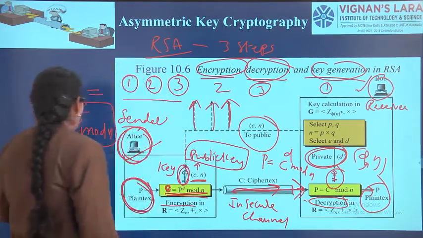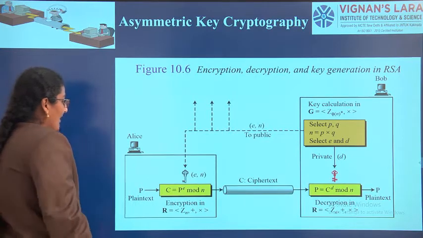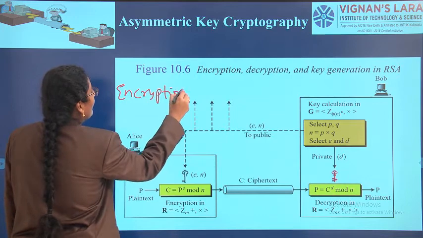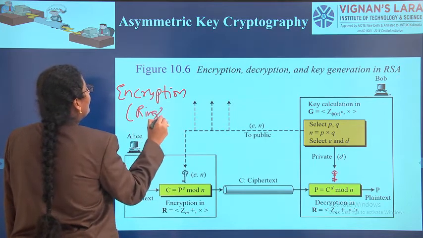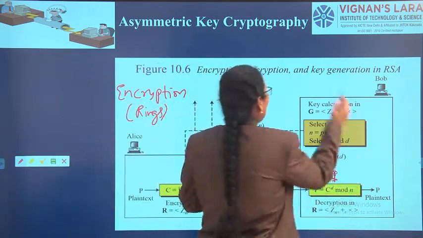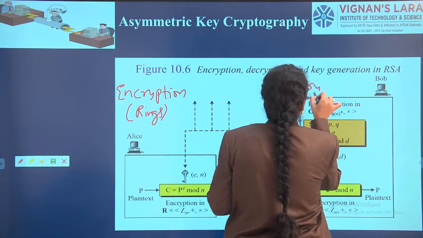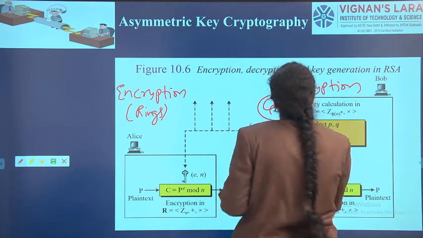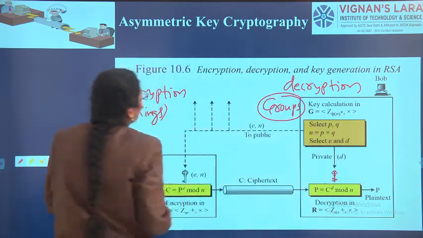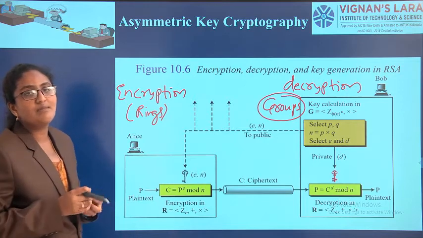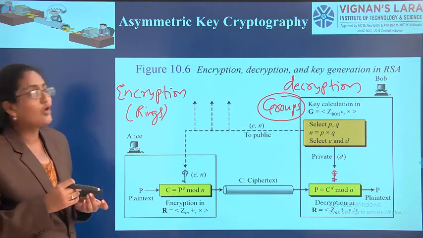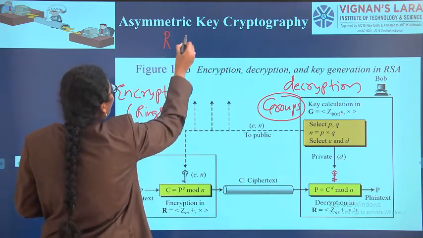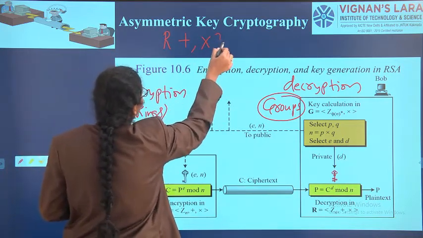But the important point you have to understand in this whole diagram is, for encryption they are using rings. For decryption they are using groups. While we were discussing unit 2, the mathematics of symmetric encryption, we discussed the topic of ring and group. See, ring is denoted with R. It can perform addition and multiplication.